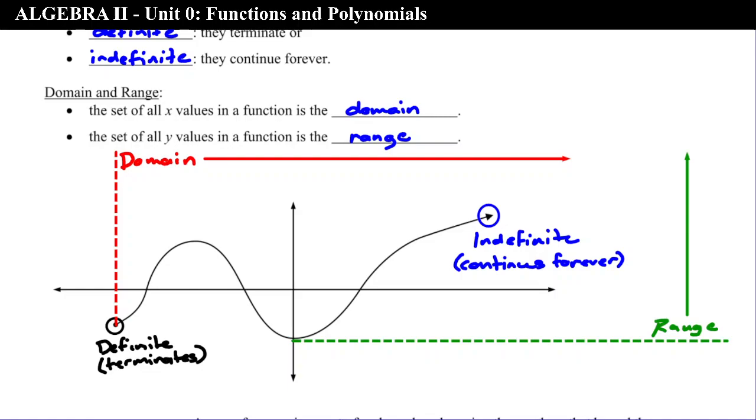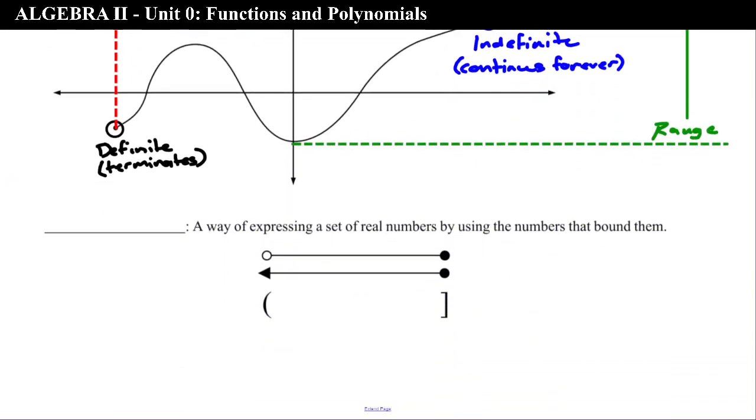Now there are two ways that we can notate domain and range. The first way we can notate it, and in many cases, the most common way that you see it notated, is interval notation. And in interval notation, we use parentheses and brackets on either side of our bounds, okay? So our smallest value for our domain, or our range, would be on the left-hand side. Our largest value would be on the right-hand side.